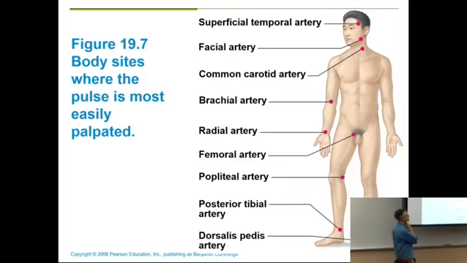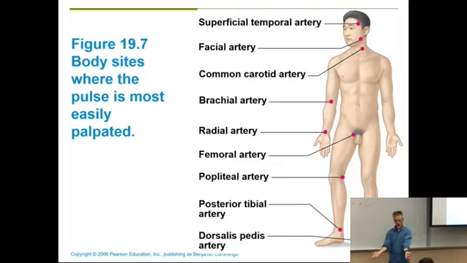There's a facial artery that routes across the jaw like that. There's one that is the temporal artery, brachial artery. That's the one that we're going to be using to do blood pressure coming up. We're going to put the blood pressure cuff over that. And then there's a few on the lower limb as well.